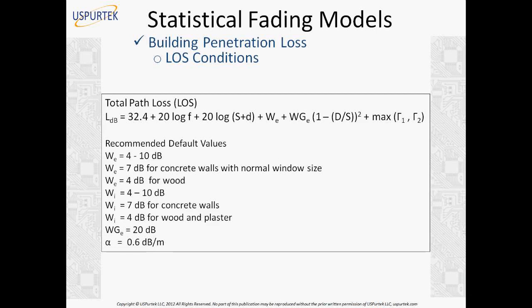Now here again you have some default values which could be used. If you want to simplify your effort, you could just use some recommended default values, and your calculation will be fairly accurate in that case. So these are the values. For the type of wall, We is 4 dB, Wi is 4 to 10 dB, and Wi is 7 dB for concrete walls, and 4 dB for wood and plaster.